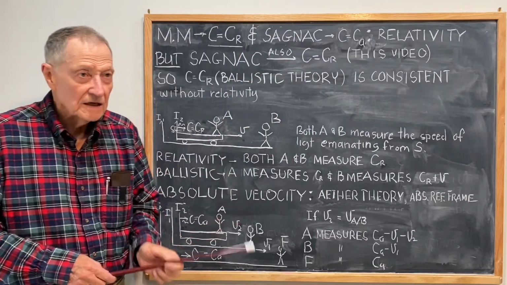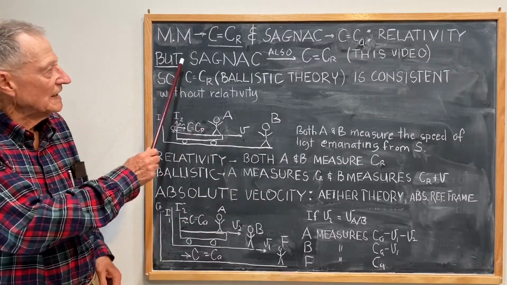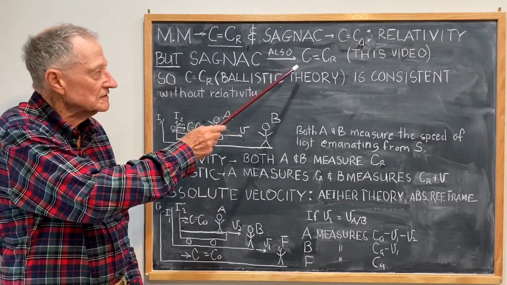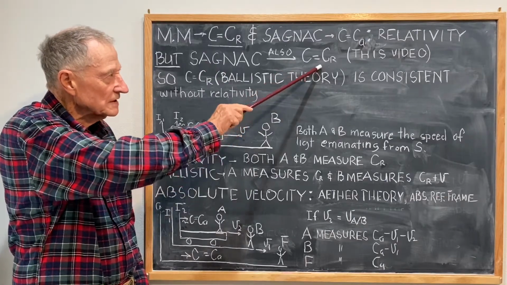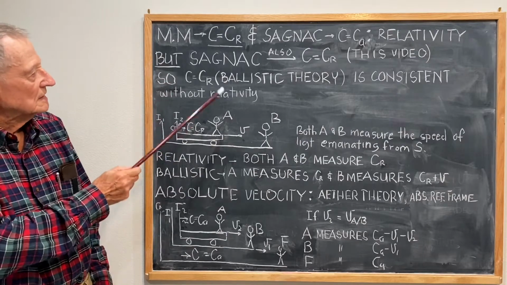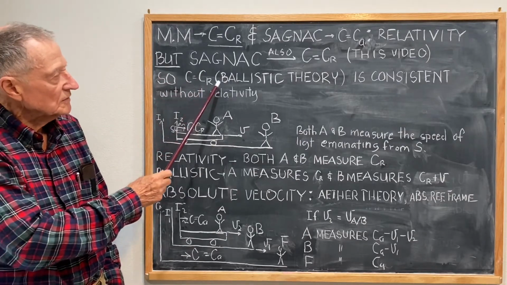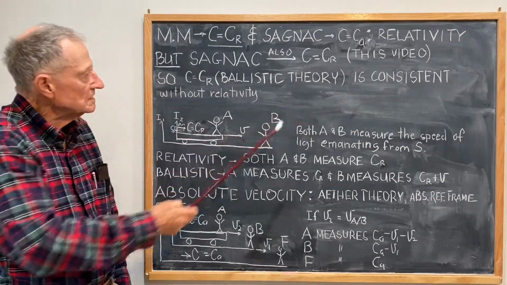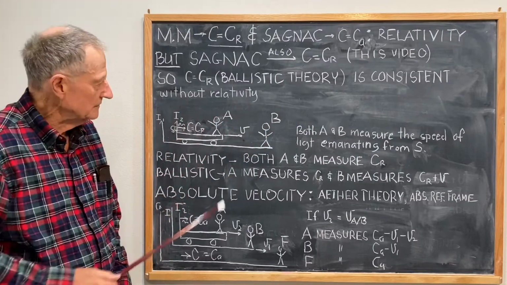However, in this video I'm going to show that Sagnac also implies that the speed of light is constant with respect to the source, and therefore c equals c_r, or the ballistic theory, is consistent without relativity.